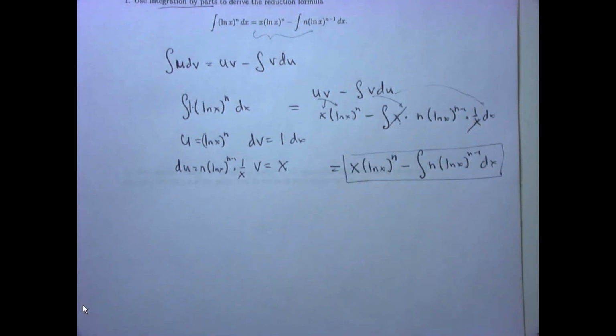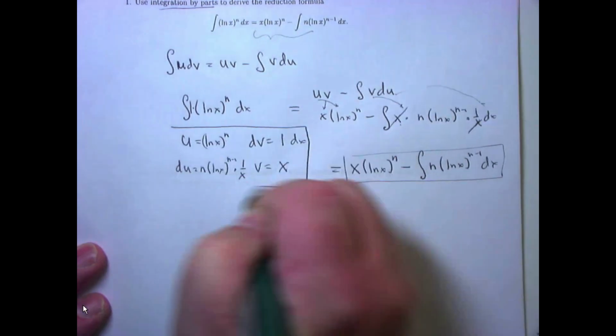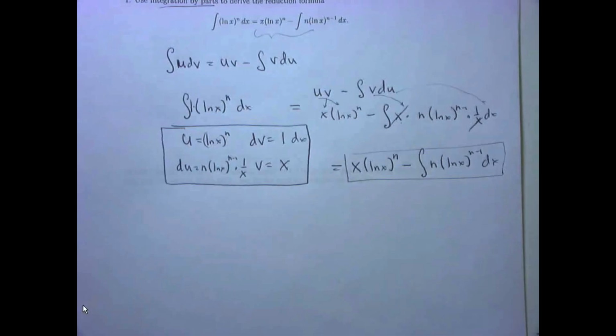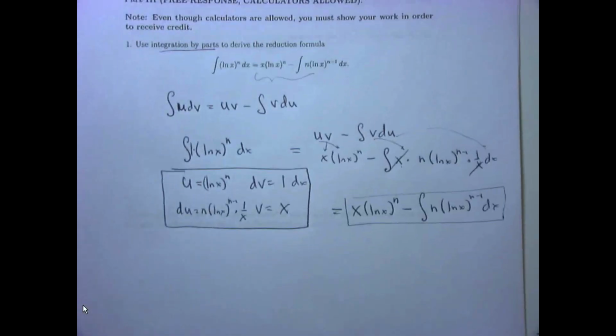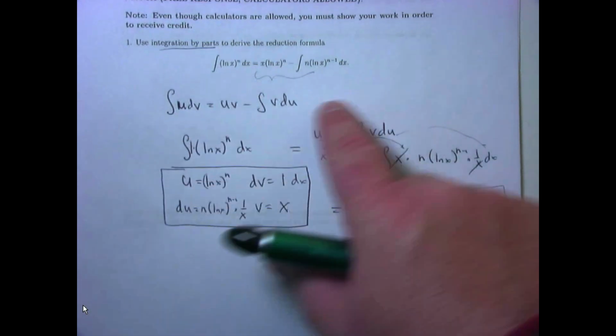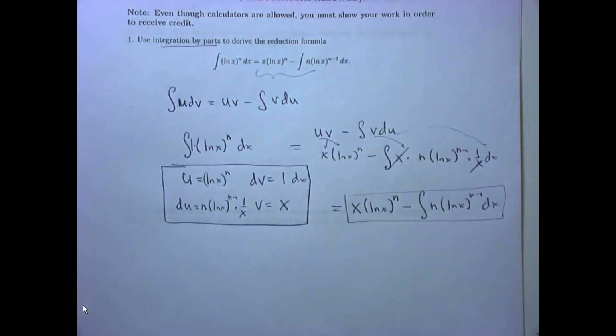But you understand, in terms of grading this particular problem, this is what we were looking for. If I'm using integration by parts, read the question again. Use integration by parts to derive. I used integration by parts by using this, and I derived the formula. Does that make sense?